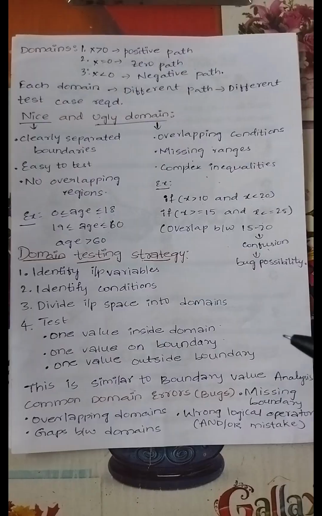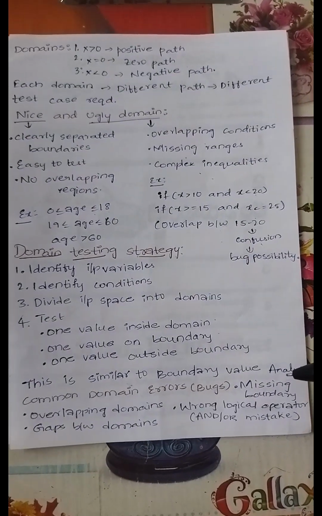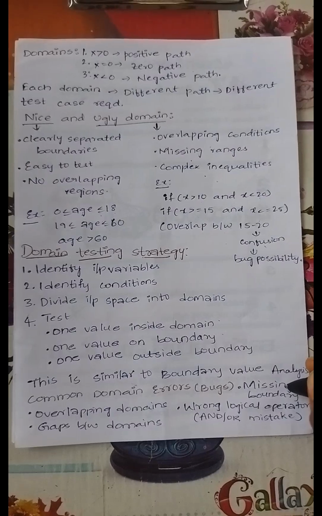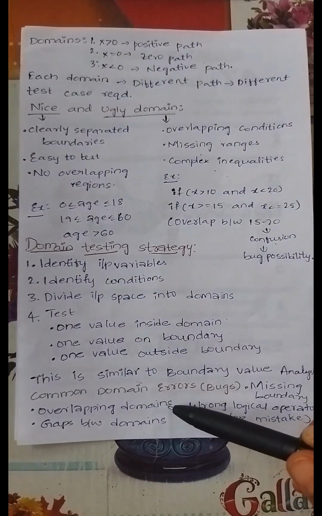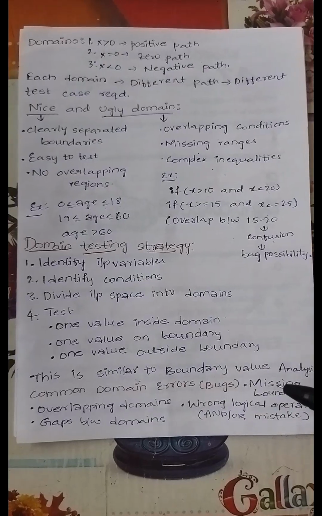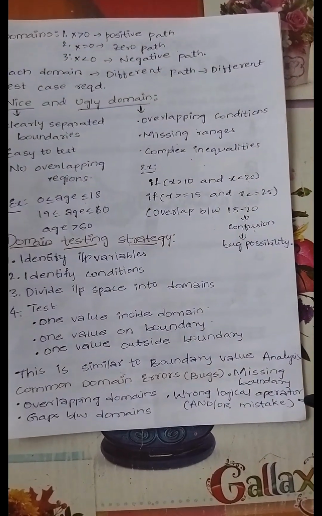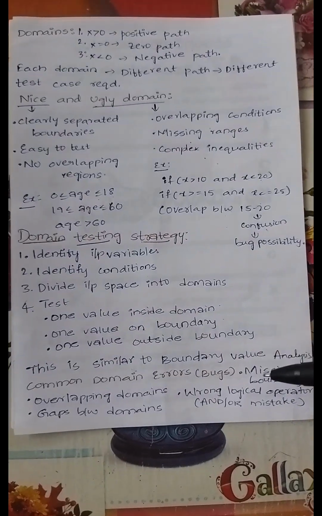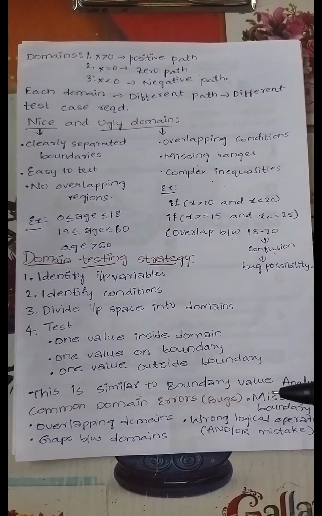Common domain errors or bugs. We have some errors in this concept. Missing boundary is an error. Overlapping conditions may confuse, which is also a common error or bug. Wrong logical operations, like and/or mistakes. Gaps between domains also cause errors.